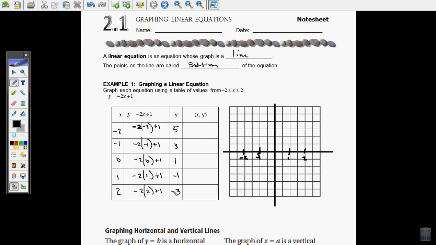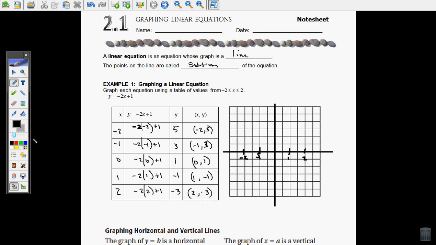Very, very cool. Now I need to take my x and my y and put them together to make an xy coordinate. So my x was negative 2. My y pairs up with a 5. My x on this one was negative 1. When I plugged it in, it pairs with a 3. That is a 3, even though it looks terrible. My x here was a 0, it pairs up with a 1. My x here was a 1, it pairs up with a negative 1. My x here was a 2, and it pairs up with a negative 3.